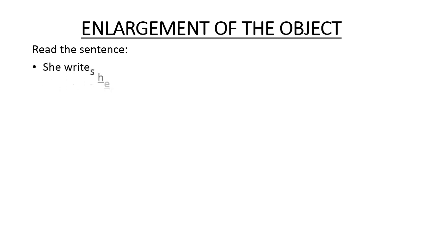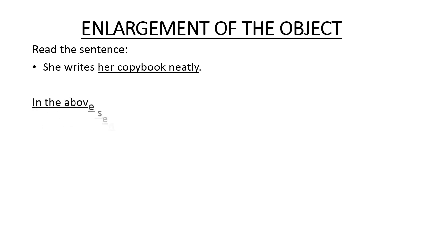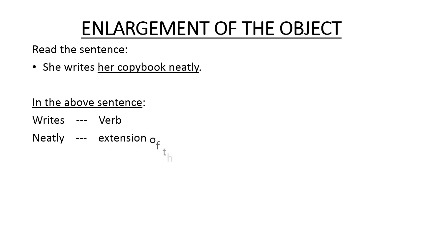First sentence, she writes her copybook neatly. So she here is the subject, writes is the verb, her copybook neatly is a complete predicate, right? But can you see the word copybook? Copybook is an object, right? Moving ahead. In the above sentence, writes is the verb, neatly is the extension of the predicate, and copybook is the object.